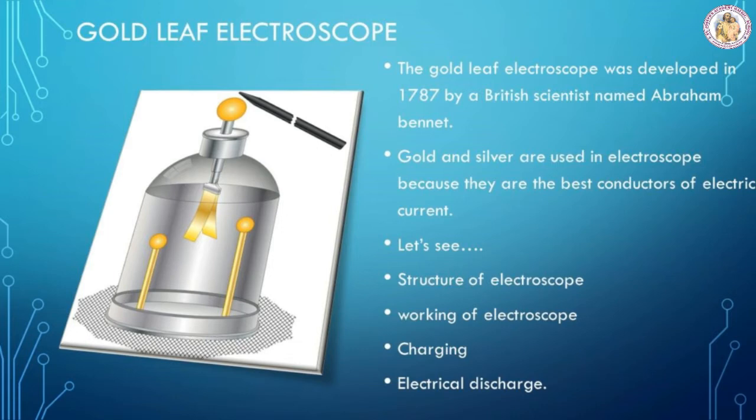Next, electric discharge. The gold leaves resume their normal position after some time. This happens because they lose their charge. This process is called electrical discharge. The gold leaves would also be discharged when someone touches the brass rod with bare hands. In that case, the charge is transferred to the earth through the human body.